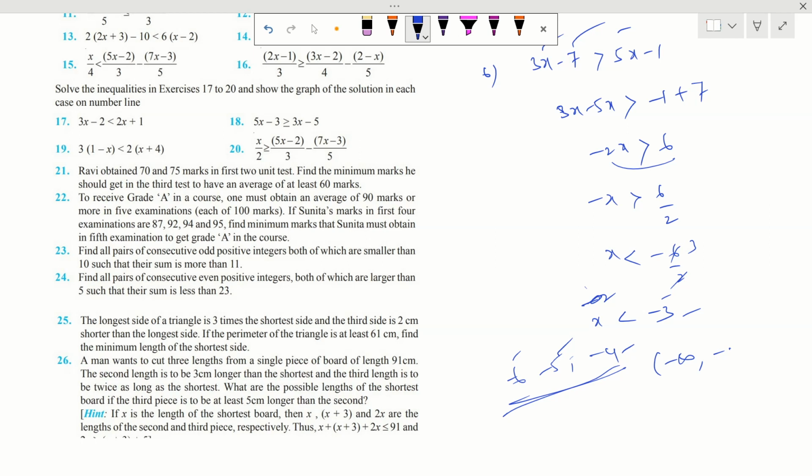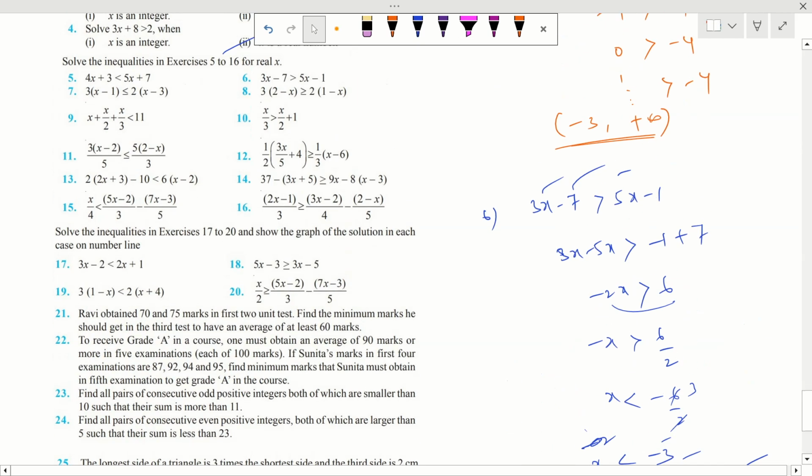Okay, so we can write here minus 4, right? From minus 4 it goes on continuing up to minus infinity is the solution set of these equations. Okay, now we come to the seventh one.